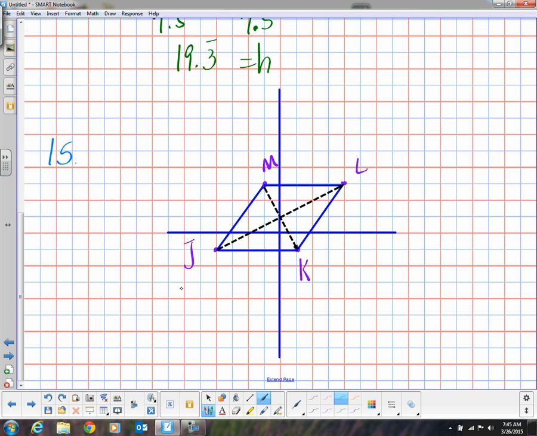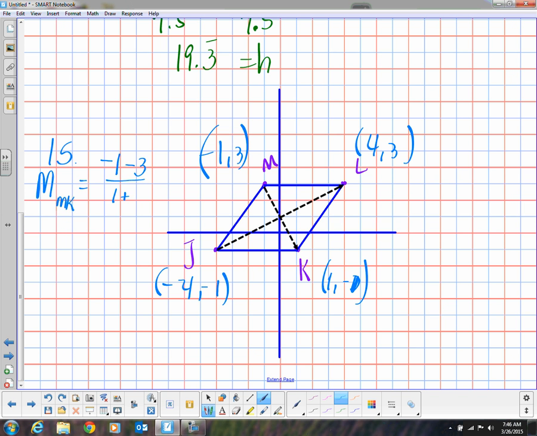So J happened to be -4, -1. L was 4, 3. K is 1, -1. And the other one is -1, 3. All right, so please show me what you're doing. I'm going to do the slope of MK. That way I can follow what you've done. So I'm going to say -1 minus 3 over 1 minus a -1. So that's going to be -4 over 2, which is what? -2. That's one of them.